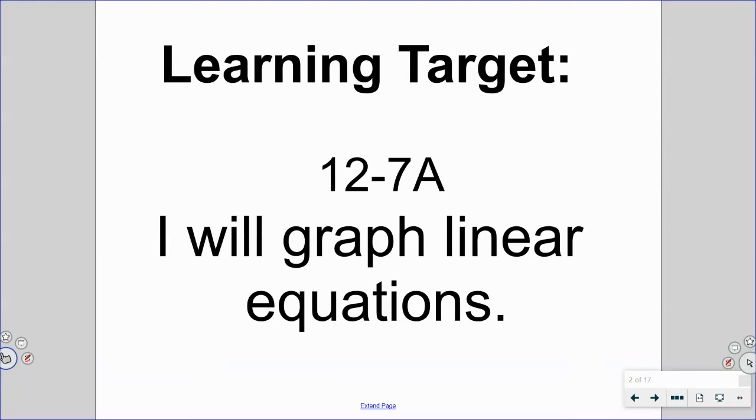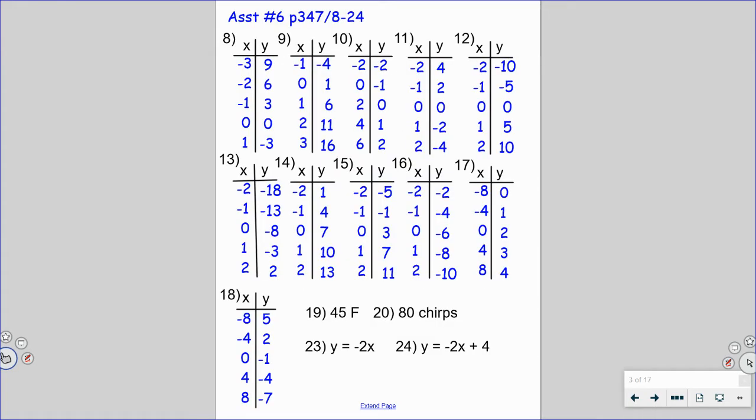Here we go with Chapter 12, Lesson 7. I'm going to call it Lesson 7a. I will graph linear equations. That's our target. That's the title, Graphing Linear Equations. Go ahead and pause your video. Come on back when you're ready.